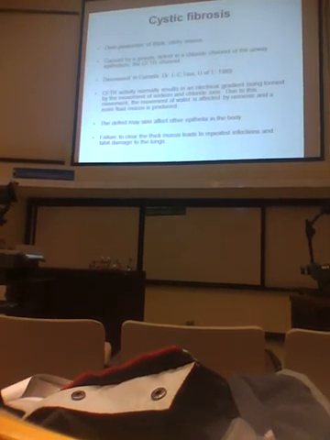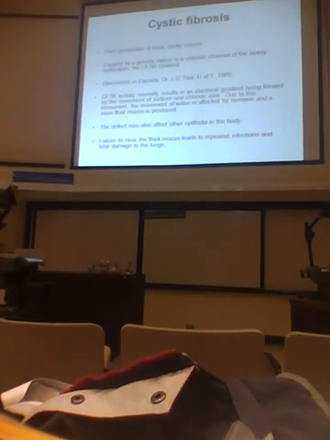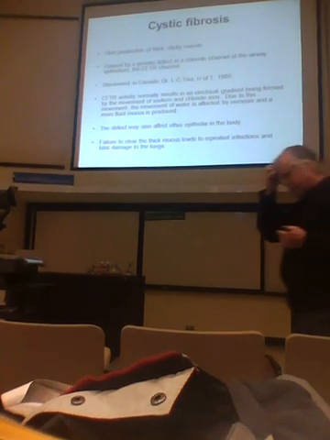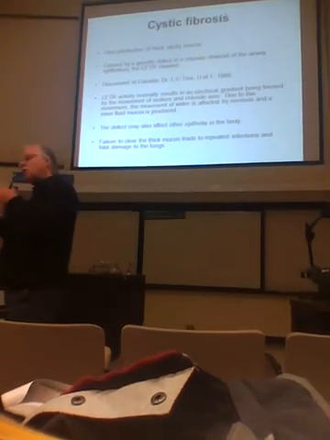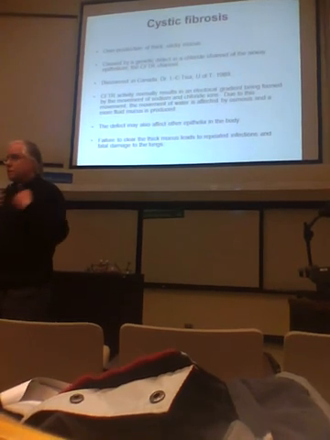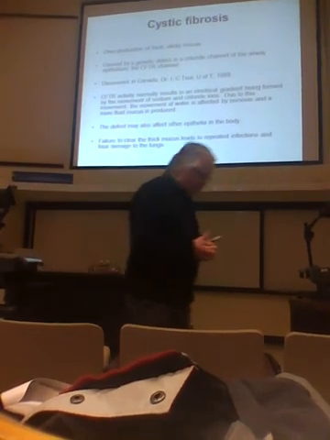And also, incidentally, if you don't have CFTR, other epithelia are screwed up as well, because the same channel is present in other epithelia, but it doesn't have quite such devastating effects in other epithelia as it does in the airway if it's missing.